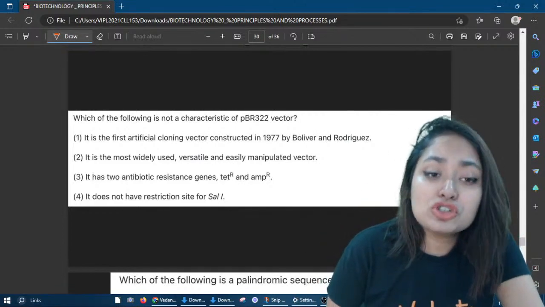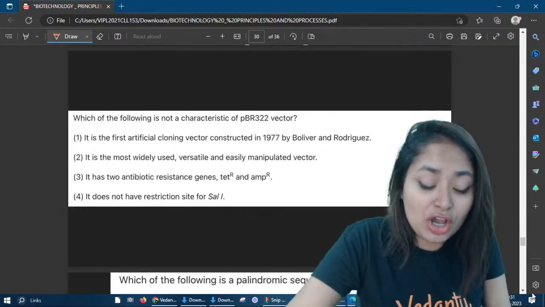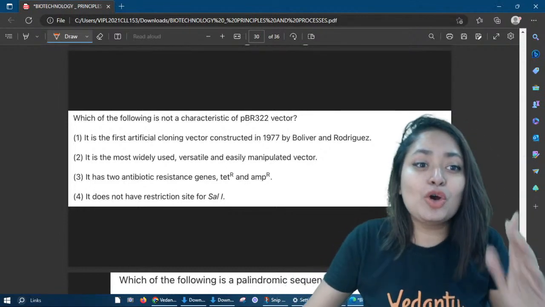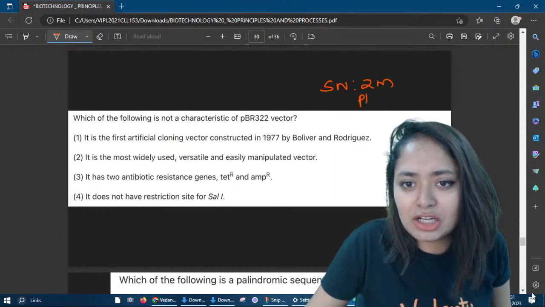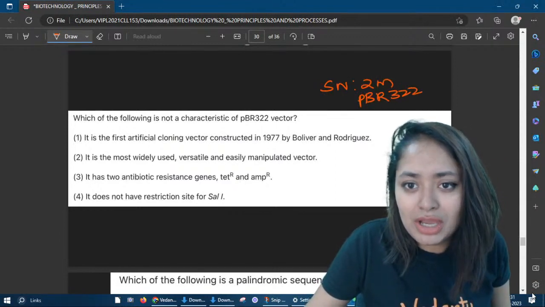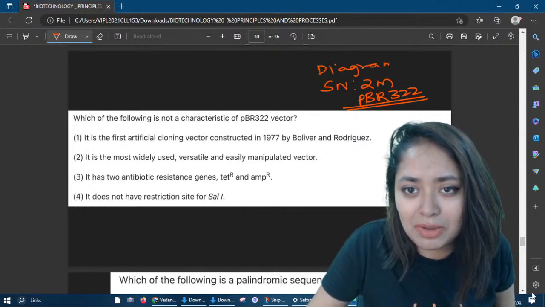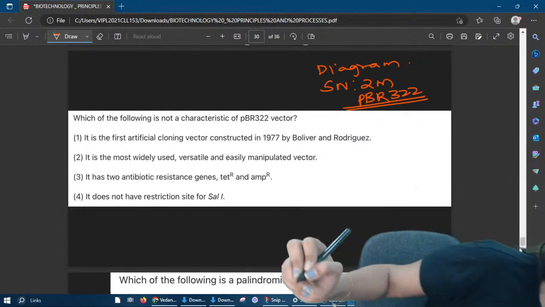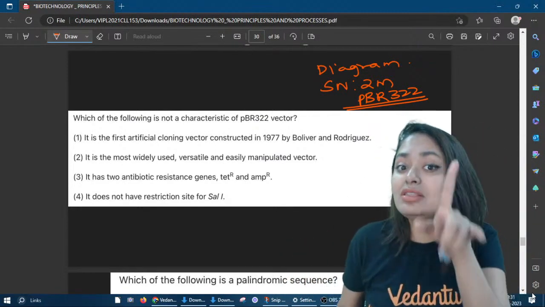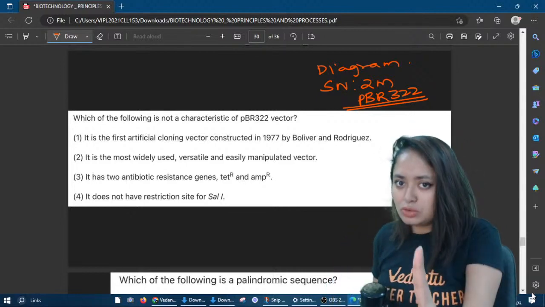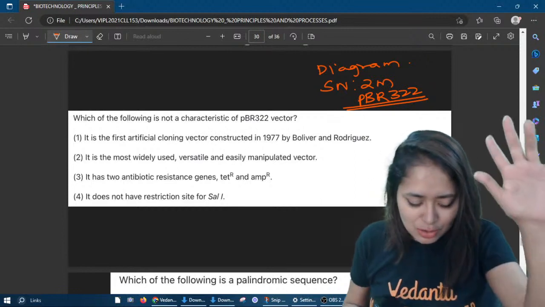Next question. Which of the following is not a characteristic of the PBR322 vector? Wow. Short note of PBR322 vector. Short note, 2 marks. Write a short note on PBR322. It has come previously. You have to draw the diagram. Very important diagram, PBR322. I have taught you people shortcuts, how to remember PBR322's entire diagram, with the mnemonic I have taught you. So just go through that once. The diagram is important. Children, look at the question, read it carefully, answer quickly.